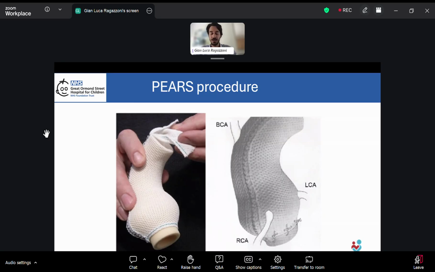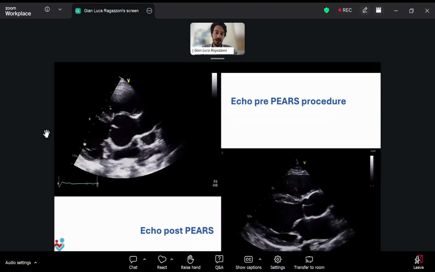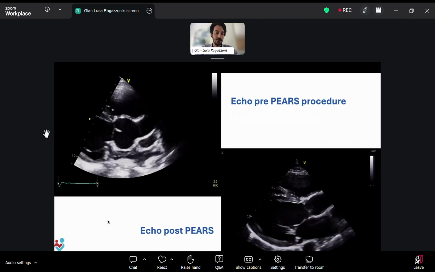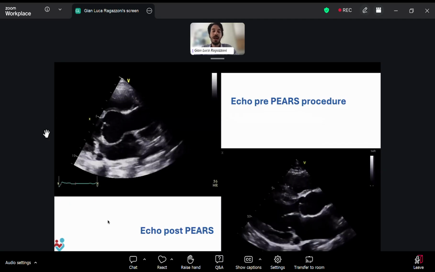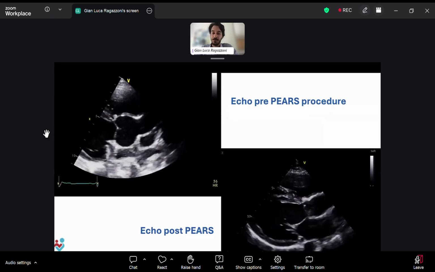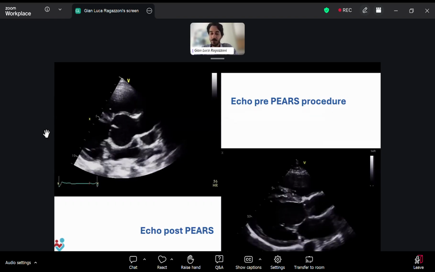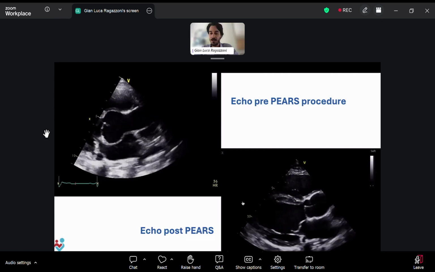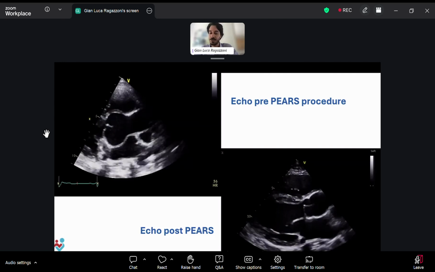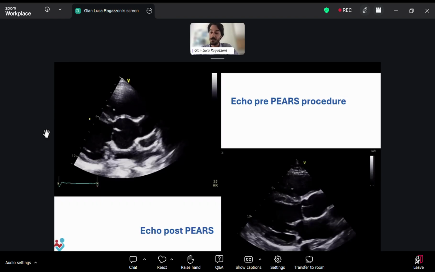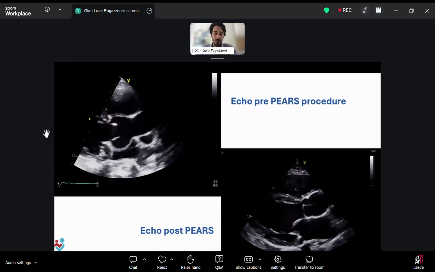This was a procedure that has been studied by an engineer who came up with this because, I think, he didn't want to have the aortic surgery. So what happens? This is the echo at the top left. We have the echo pre-procedure, and at the bottom right, I have the echo post, and you can see that the shape of the aortic root now is very similar to the sleeve I showed you before.